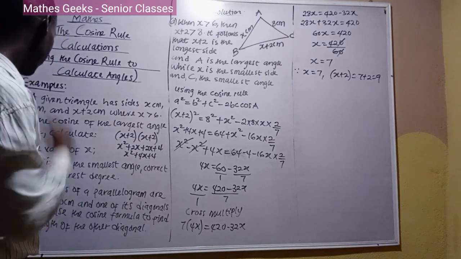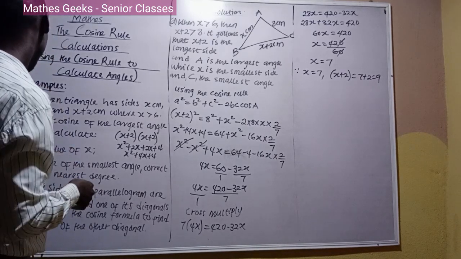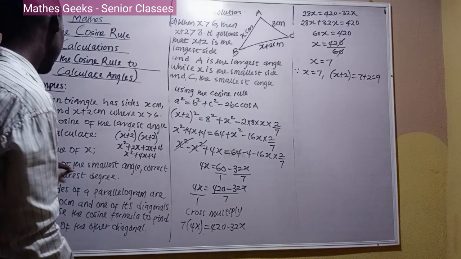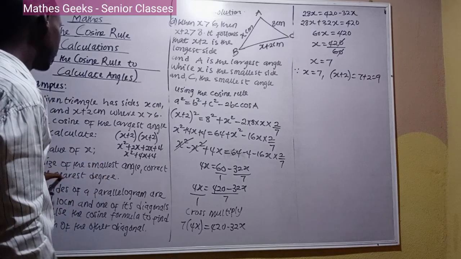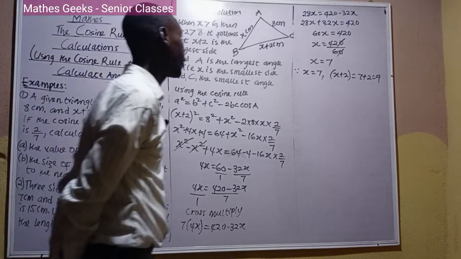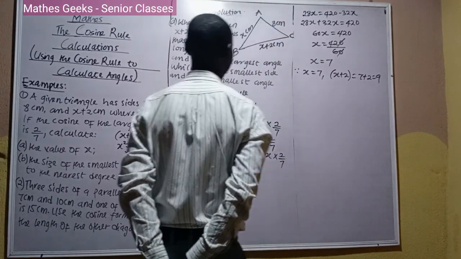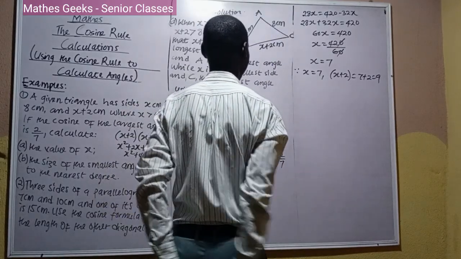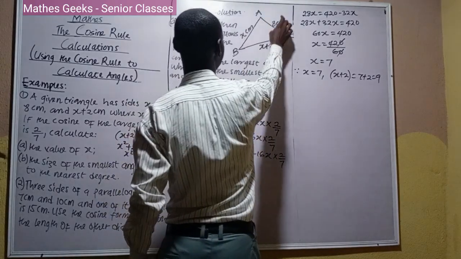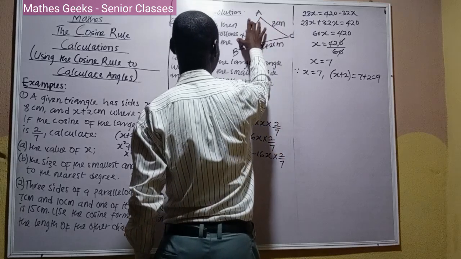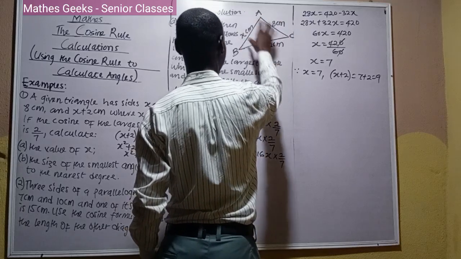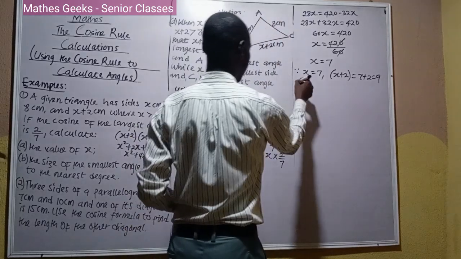Now in B we need to get the size of the smallest angle, correct to the nearest degree. The size of the smallest angle will be the angle facing the smallest side, and this is the smallest side since this side is bigger than this side, and also here is bigger than this side. So C, using the cosine rule.